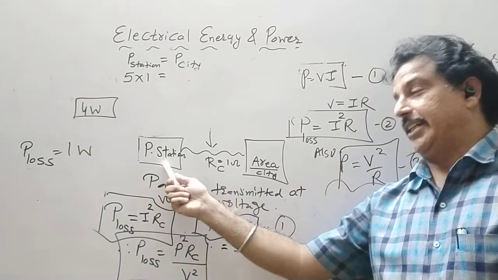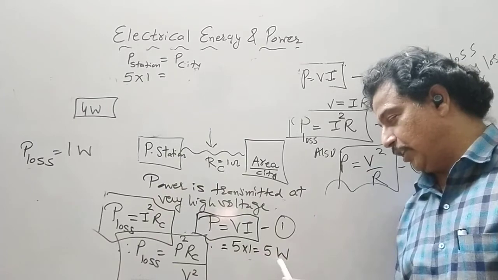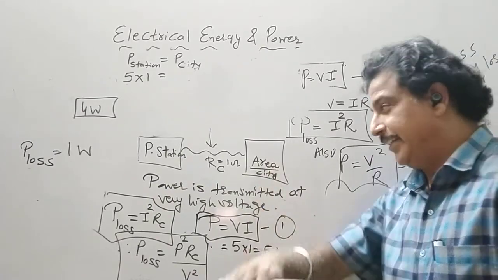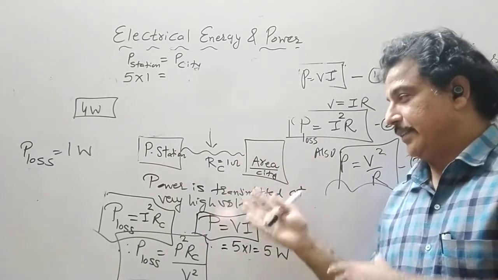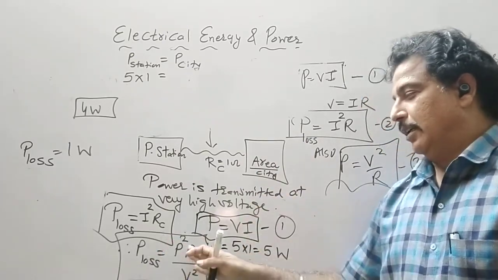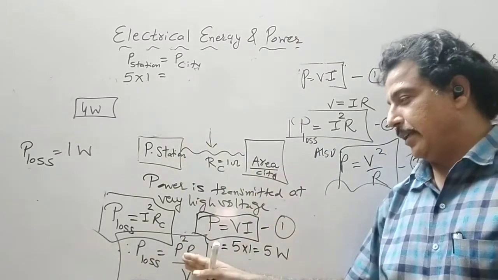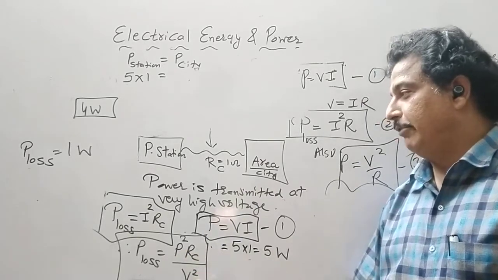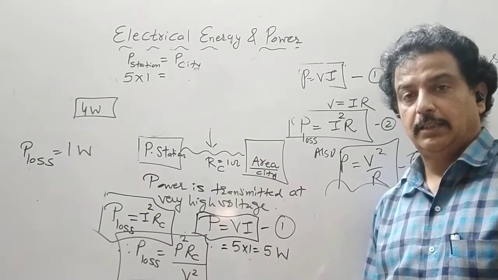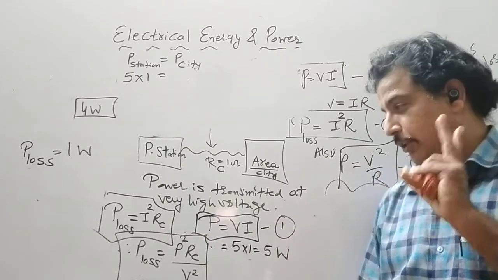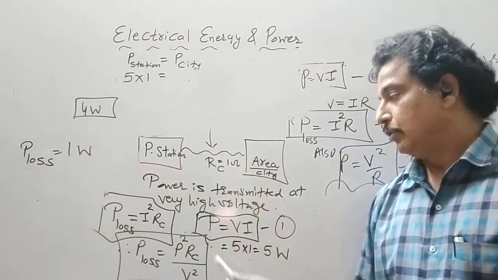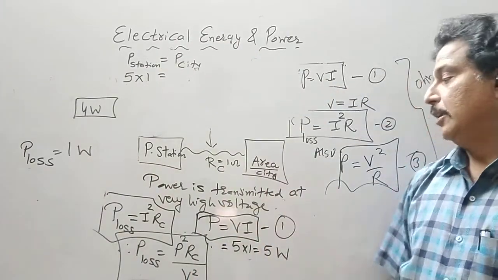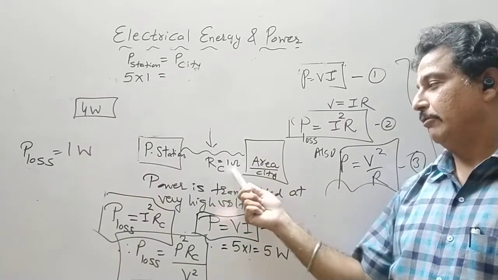Now the power generated at the power station is VI, that is 5 watt, and the city requirement is 5 watt. Now if I directly transfer this, I can see here the power generated is 5 square, that is 25 into 1, divided by 25, so that is 1 watt. See the power loss that I have found. So I can use this formula also. What is the power generated at a station? 5 watt. What is the resistance of the cable assumed? 1 ohm.